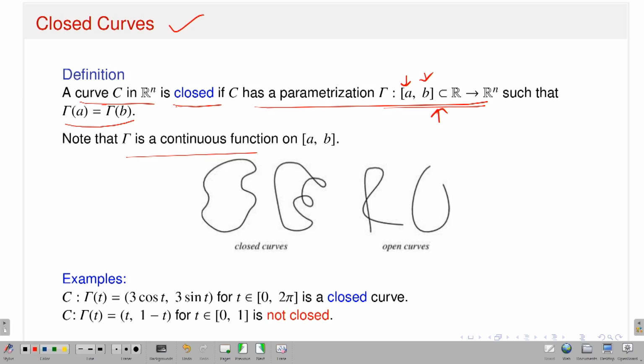So what are some examples? This is a closed curve, this is a closed curve, but this is not. Why? Because suppose this is my starting point. It goes like that and comes back, so these two points are different, so it is not closed. Similarly, this one is also not closed.